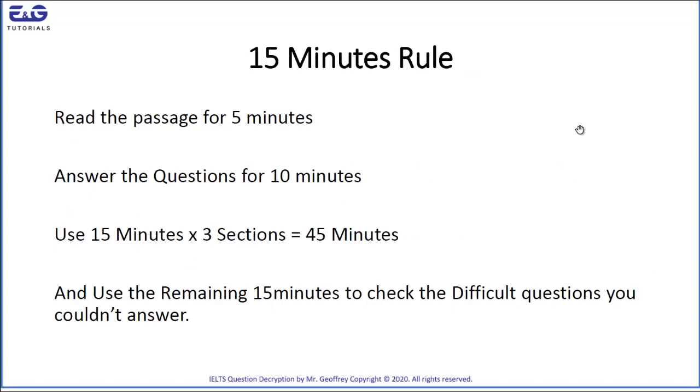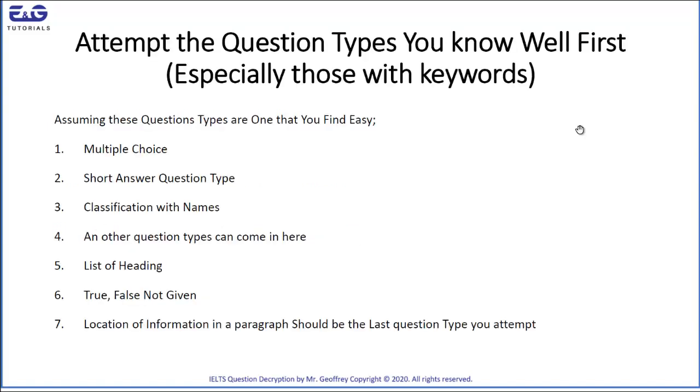It says read the passage for 5 minutes. Just read the passage, trying to get a general idea of the passage, and now answer the questions for 10 minutes. Do this for the 3 sections, which is 5 minutes each. You discover that you have 15 minutes remaining to check the difficult questions that you couldn't answer. You see? But make sure that in anything that you do, you are timing yourself. Both the paragraph question type approach and this one, equally time yourself as well.